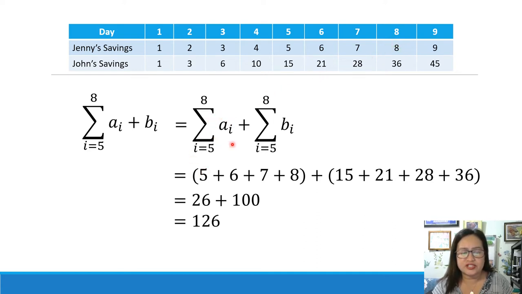So for the first sum, we will have 5 plus 6 plus 7 plus 8, that would be 26. Now for the summation of b sub i, where i starts from 5 up to 8, we are going to consider the entries under John's savings. We consider the fifth entry, which is 15, up to the eighth entry, which is 36. So writing the terms, we will have 15 plus 21 plus 28 plus 36. Adding these four numbers, we will have 100. And that will give us a total of 126.